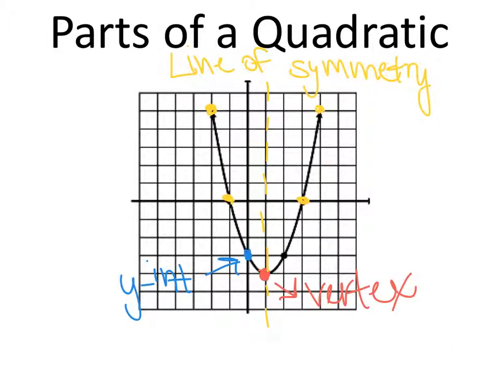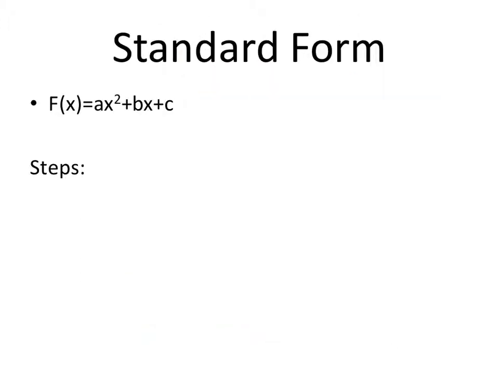And notice, since it's a vertical line that goes through your vertex, that's always going to share the same x value as your vertex. So looking at standard form, again, it's the ax squared plus bx plus c, and we have a couple short steps to getting a graph from the standard form. Step number one is I'm always going to label a, b, and c, because I need to know those three numbers to be able to figure out everything else.